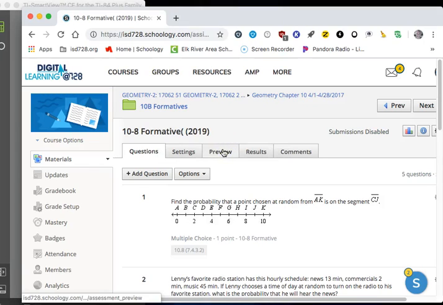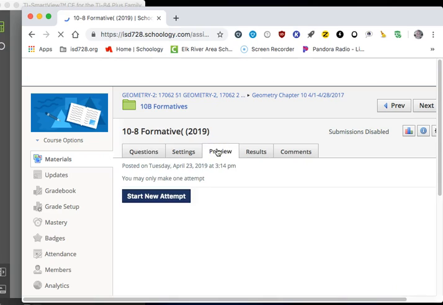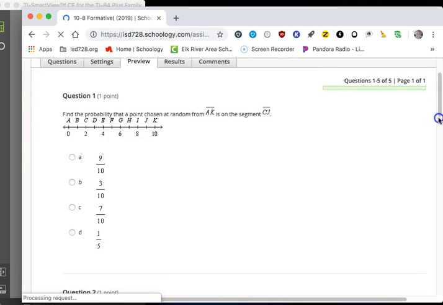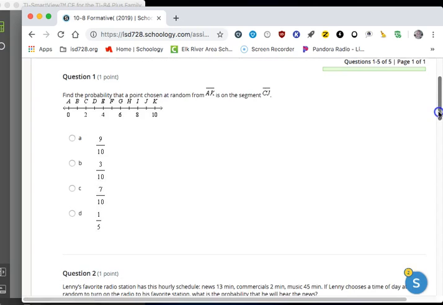Okay, we're going to check out a preview of 10.8. Start new attempt, just like you guys would. And we're looking at 10.8 here.